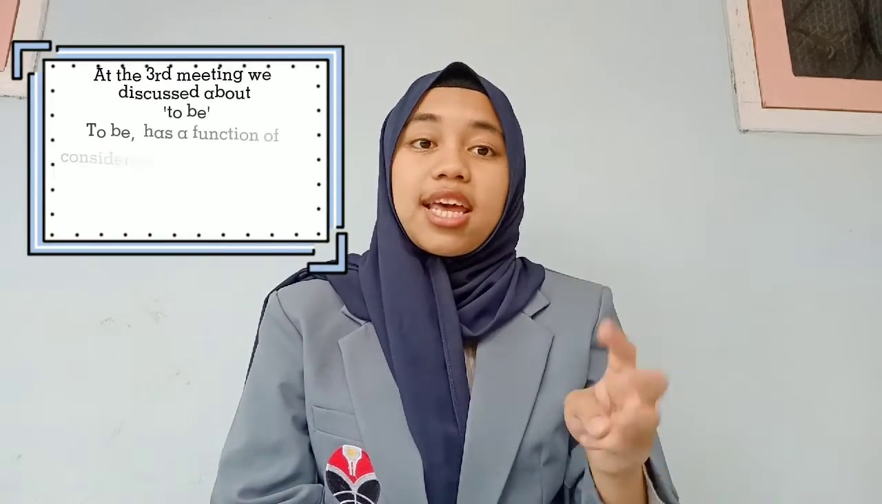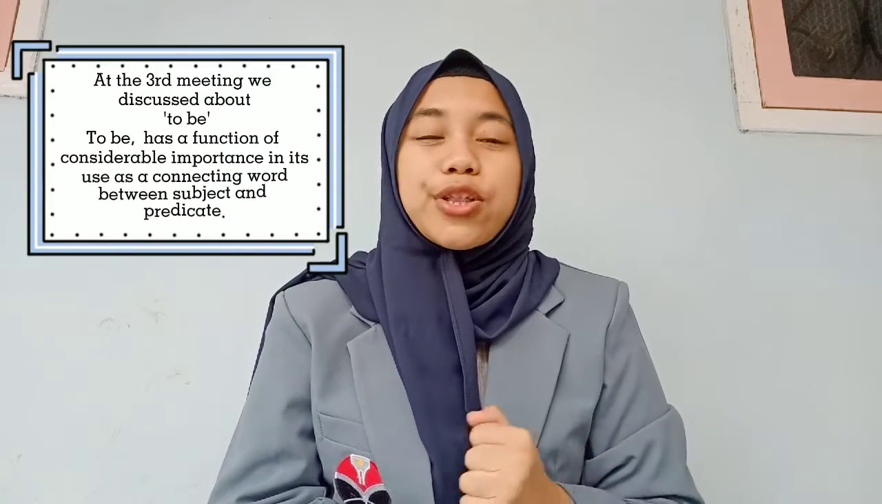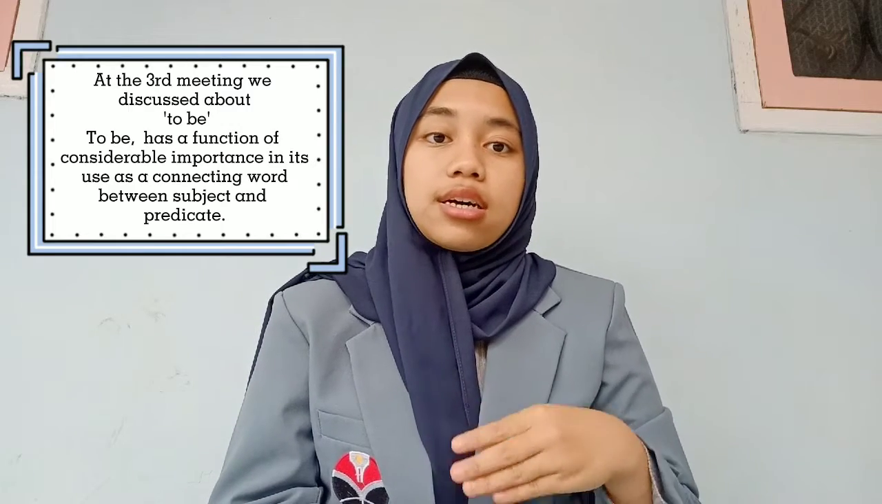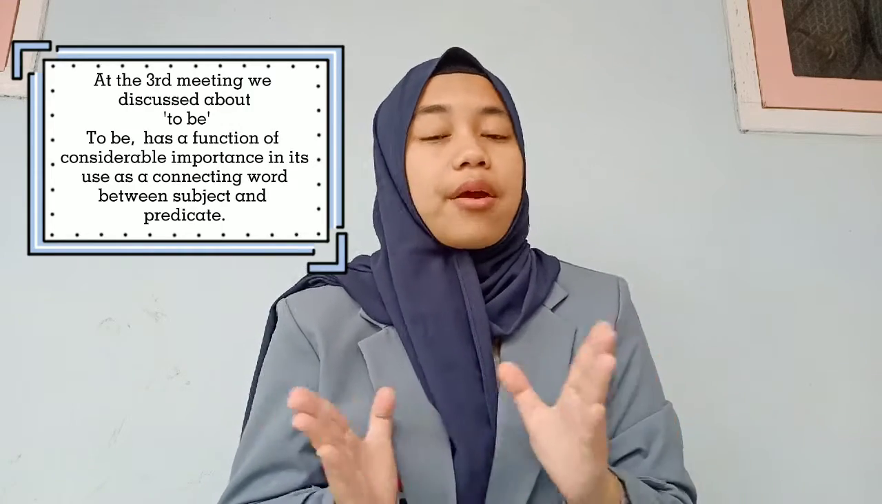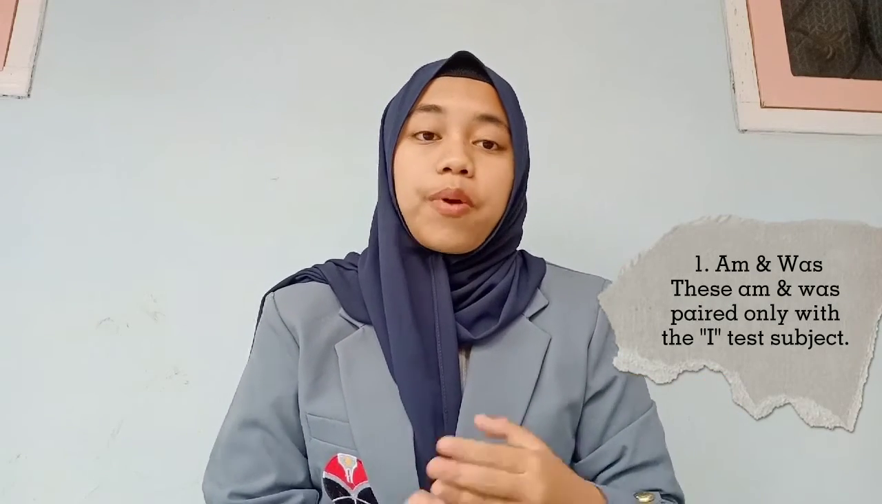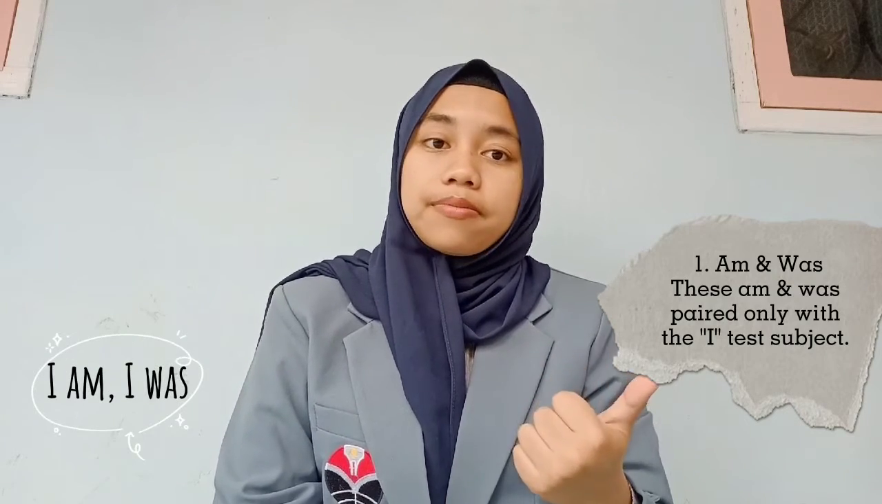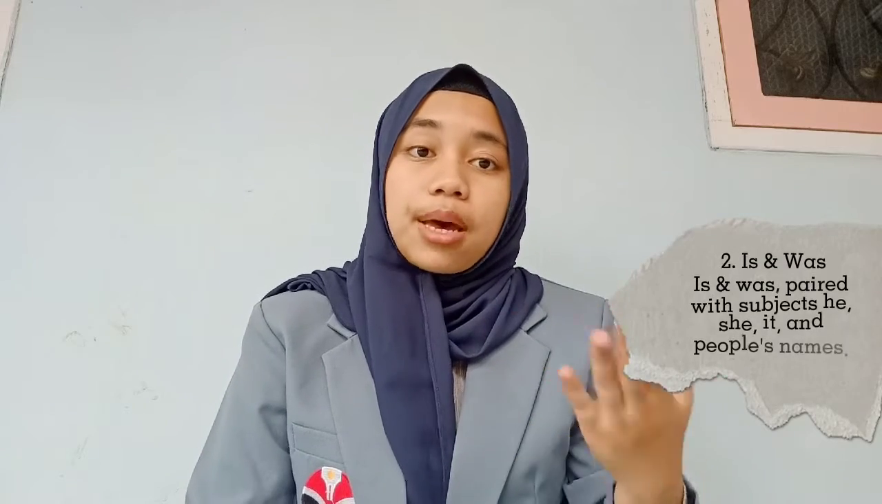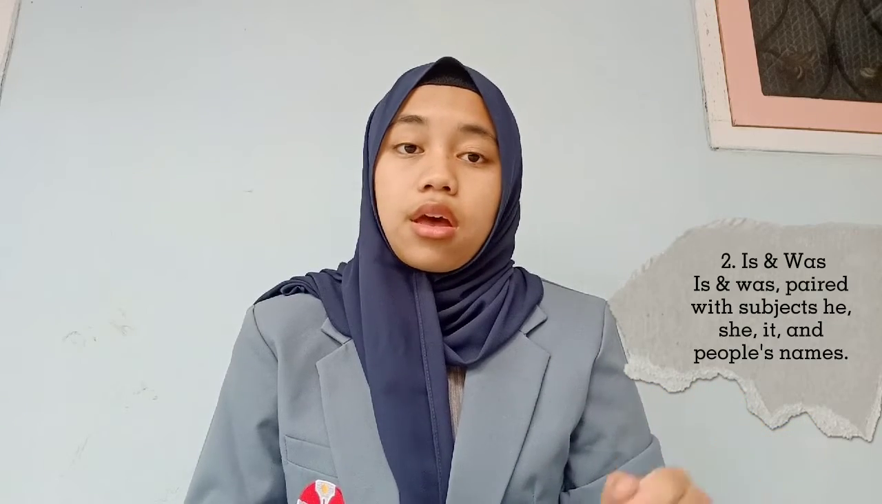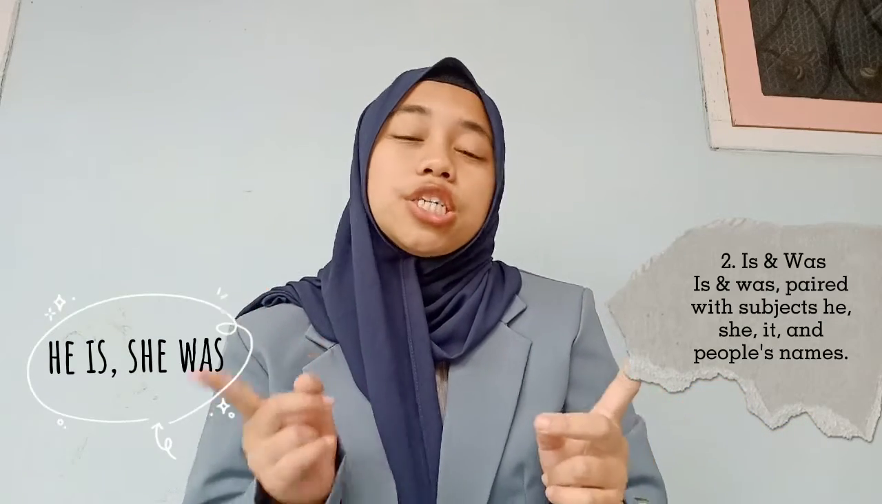Then, at the third meeting, we discussed to be. To be has a function of considerable importance as a connecting word between subject and predicate. The first, am and was. Am and was are paired only with the subject I. Example: I am, I was. The second, is and was. Is and was are paired with subjects he, she, it, and a person's name. Example: he is, she was.